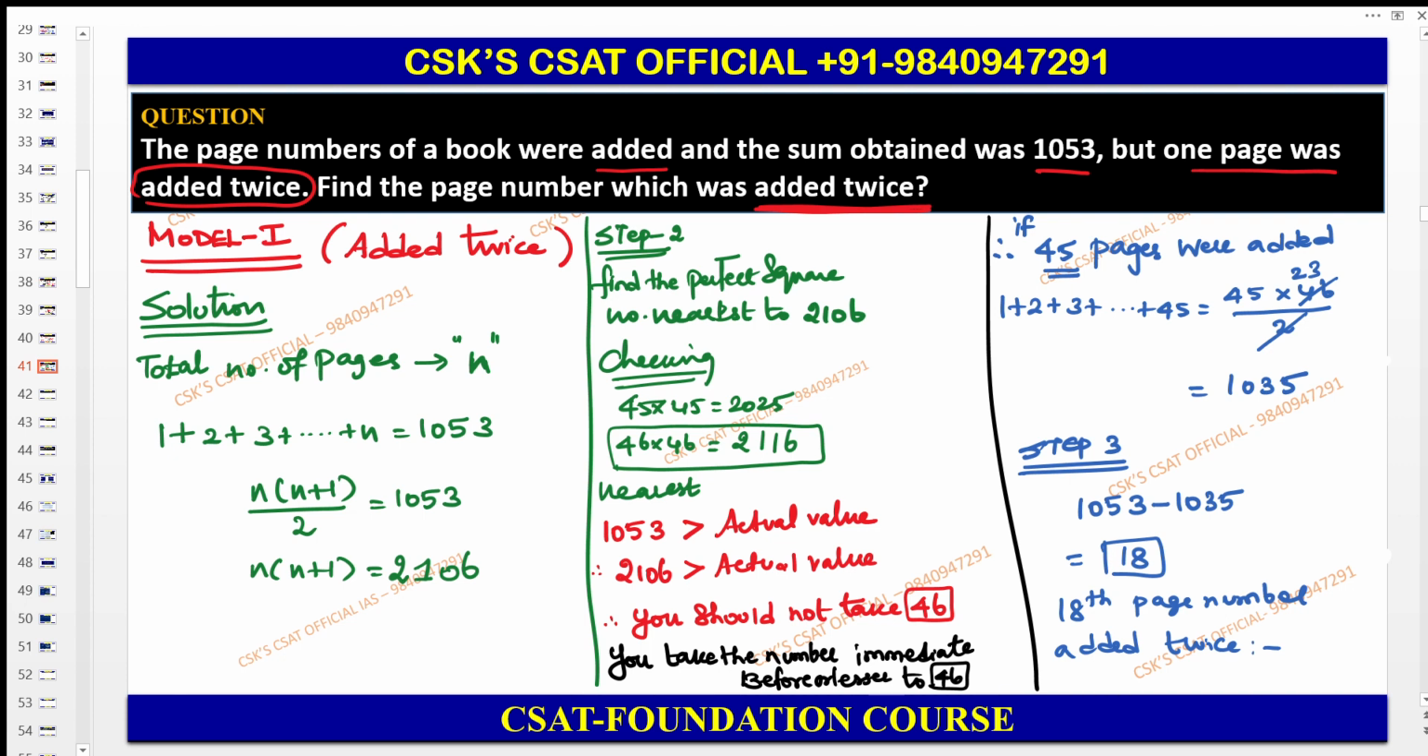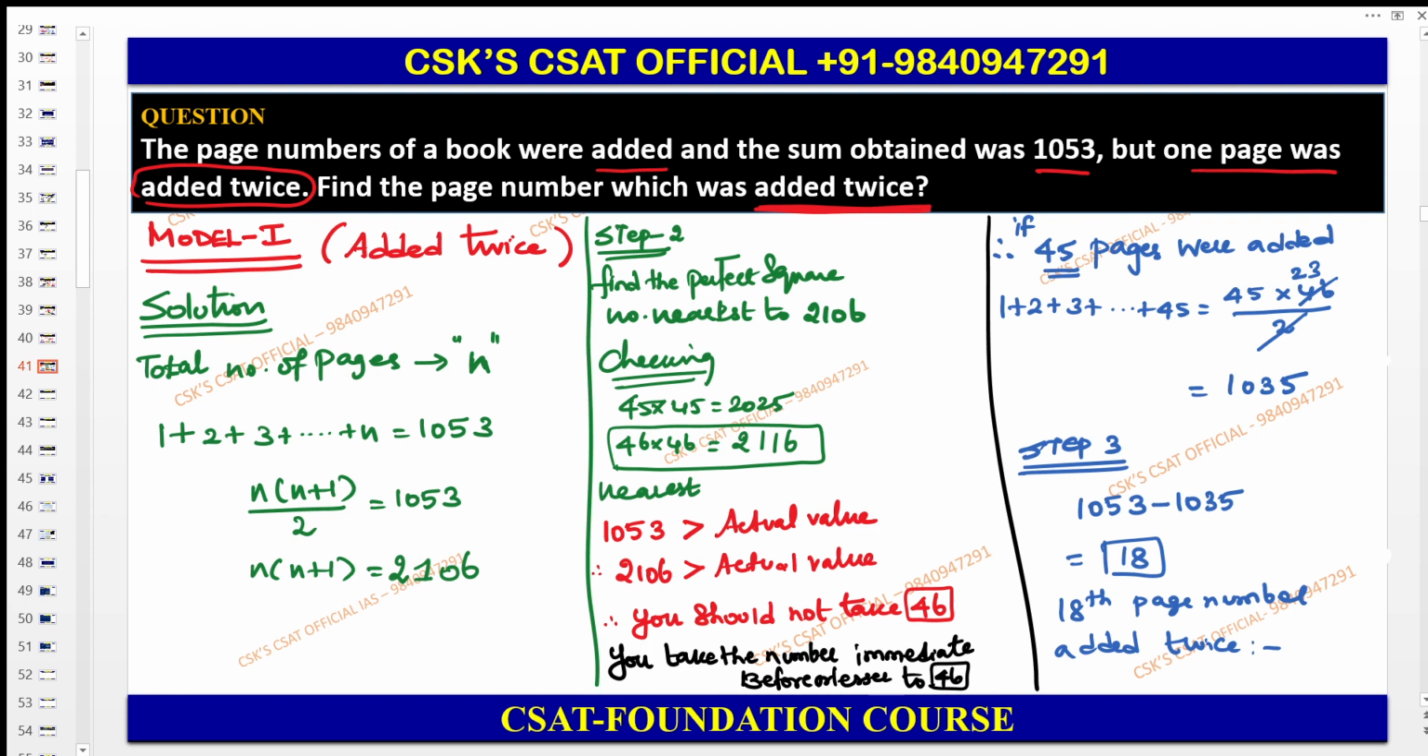Sir, one doubt. Yes, ask. Sir, in step number 2, last part, where you have multiplied 45 into 46 divided by 2, why have we multiplied? That is the summation formula. Up to 45 pages, you need to add.